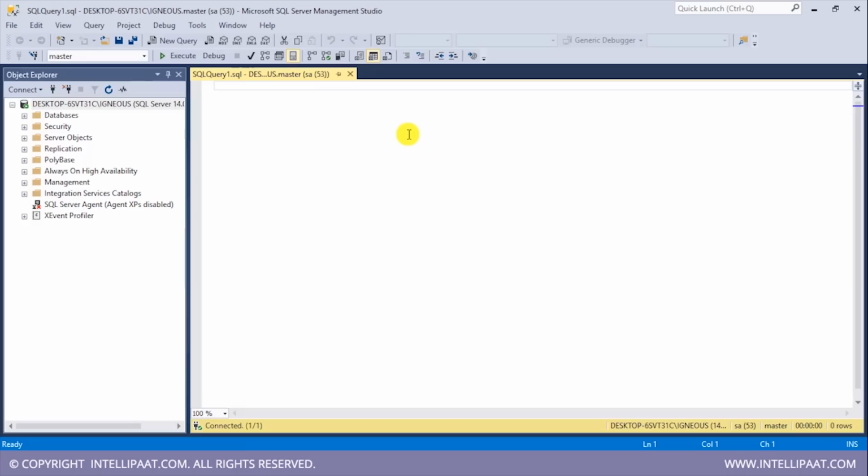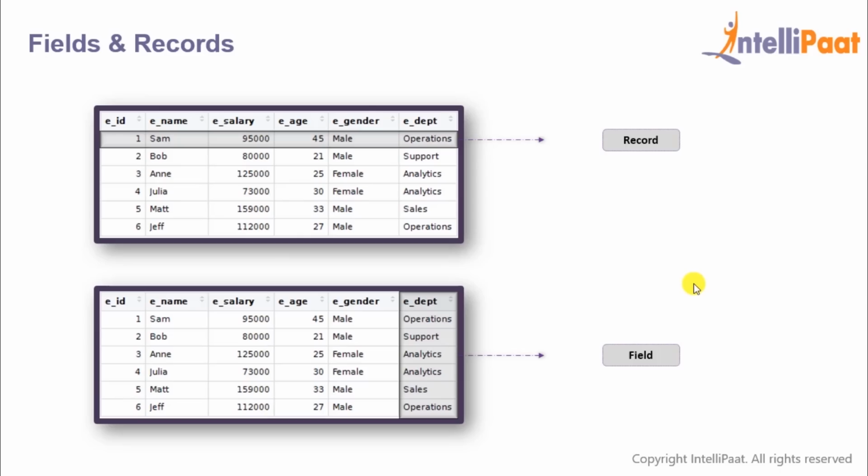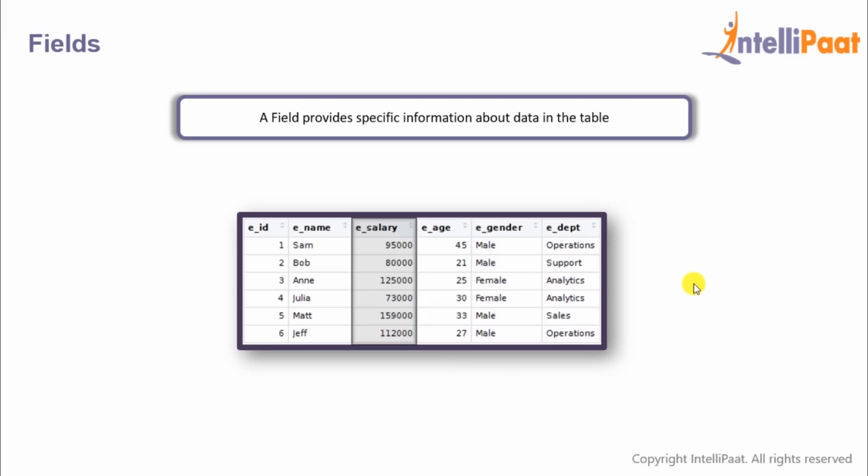Right, so this was the installation of Microsoft SQL Server. Tables in SQL. So simply put, a table is a database object which comprises of rows and columns. And in SQL, the rows are known as records and the columns are known as fields. So the fields are basically columns which provide specific information about data in the table. For example, we have this e-salary field in the table which provides information about the salary of different employees.